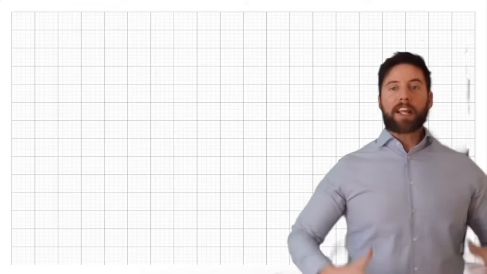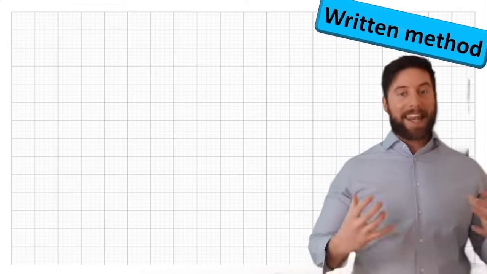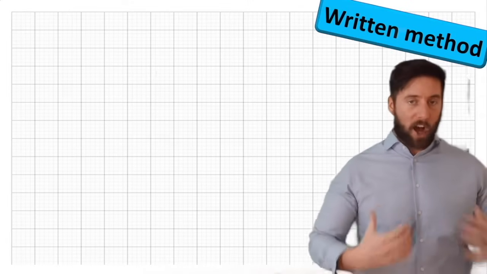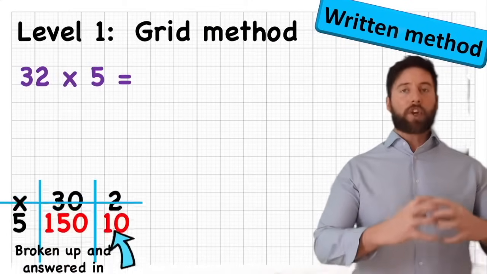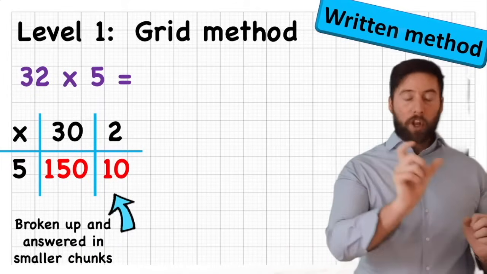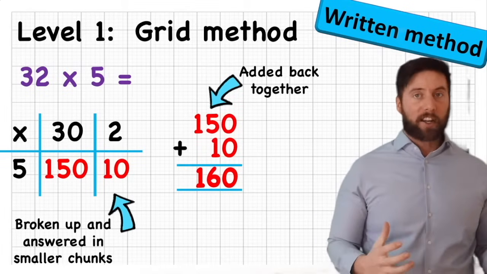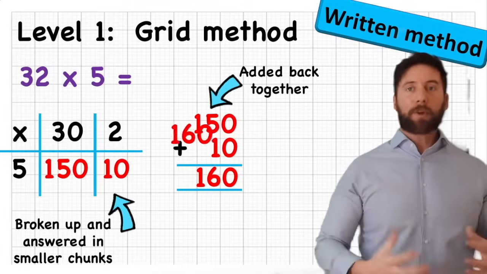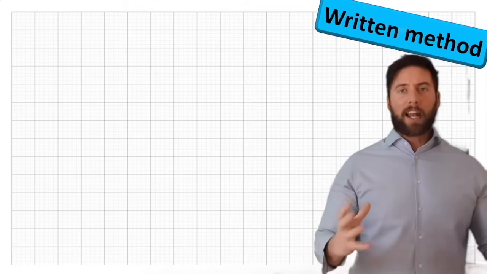But before we get into it, let's review what we've done so far in previous videos to understand where we're at now. Okay, so our written method started with grid method. Now grid method was really useful because it really showed us what we're doing. We're breaking up those numbers and we're answering them in smaller chunks and then putting that number back at the end to give us our final total. Okay, so that was the start, but it was a bit long.